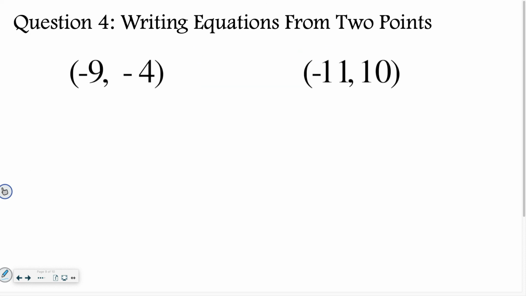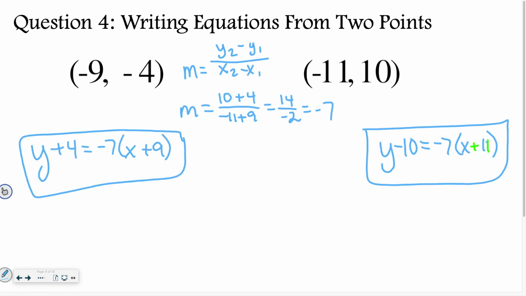Why don't you go ahead and write an equation from these 2 points? Good luck. All right, hopefully you arrived at one of these 2 answers. Either you said y plus 4 equals -7 times the quantity of x plus 9, or you said y minus 10 equals -7 times the quantity of x plus 11.